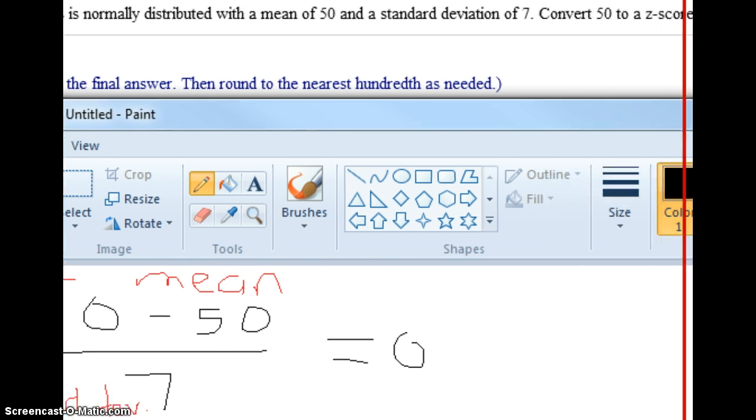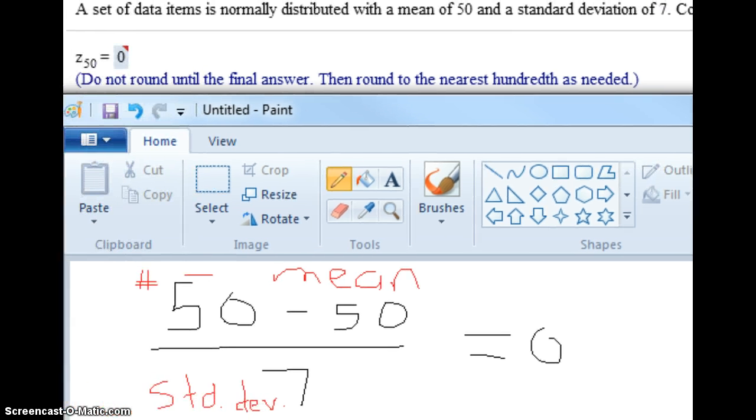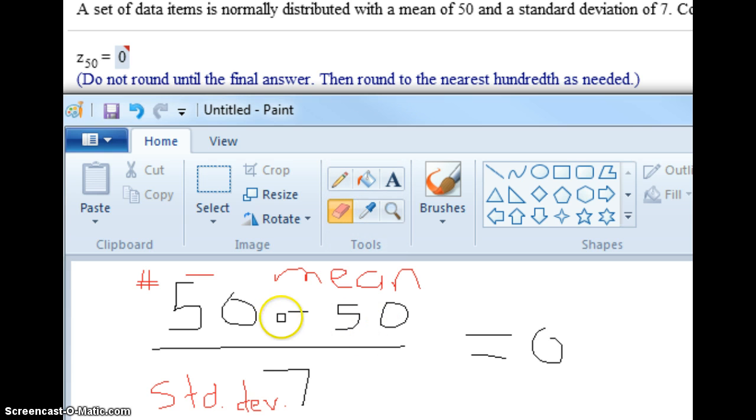If instead of convert 50 to a z-score, it said convert 57 to a z-score, well, how far away is 57 from our mean? If this is our measuring stick, it's exactly 1 measuring stick away. It's exactly 7 away. And you can see that from our formula. If instead of 50 I was using 57, then I take the number, I subtract the mean, I would now get 7 divided by 7, which equals 1. So 57 is exactly 1 standard deviation above the mean.